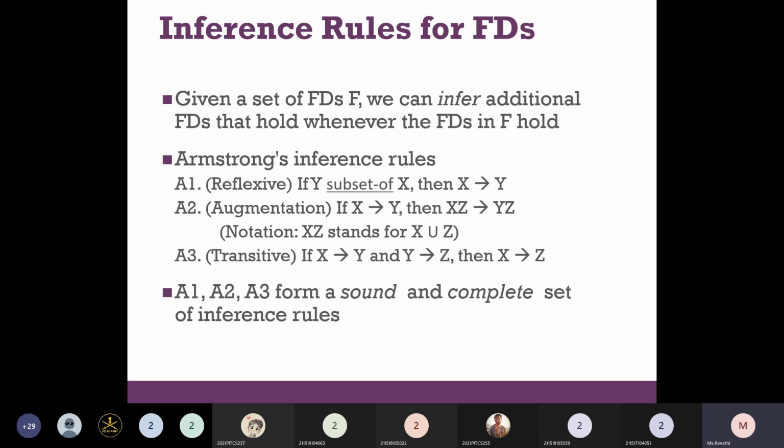Augmentation means, suppose there exists a dependency between X and Y, which means X determines Y. Then for any new augmented attribute, for example Z, suppose I am augmenting one new attribute with X, then we can say XZ, which is a combination of X and Z, helps to determine the value of Y and Z, because there exists a functional dependency between X and Y.